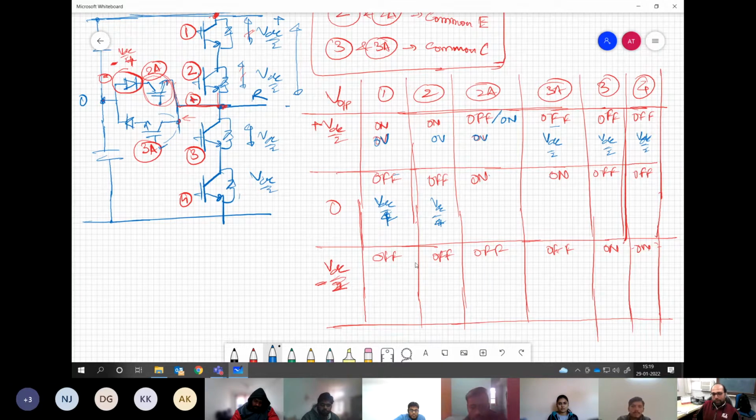Now because we have devices which are rated for this voltage rating, VDC by 2, even if you don't turn off this device number 2, the device 1 alone is sufficient to block this voltage. Say by chance you don't turn it off, keep it on. Doesn't matter. This one device itself is sufficient to block this voltage VDC by 2. This is the rating. Understanding my point? So we have the option to keep this device either on or off. Say we are keeping it on for some reason.